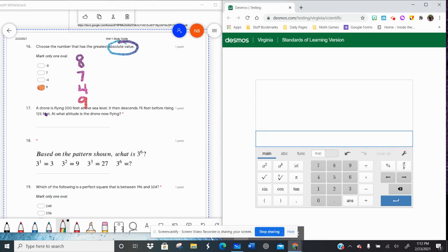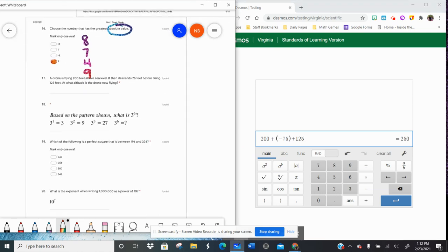All right, so here we go. We can use a calculator for this. A drone is flying at 200 feet above sea level, so that's positive 200. It then descends, remember, descend down 75 feet. So minus, oh, really? Hold on. Let's be mathematically correct. I'm going to add that negative 75, right? Or I'm subtracting. Before rising, so that's positive 125 feet, plus 125. It is now at 250 feet.